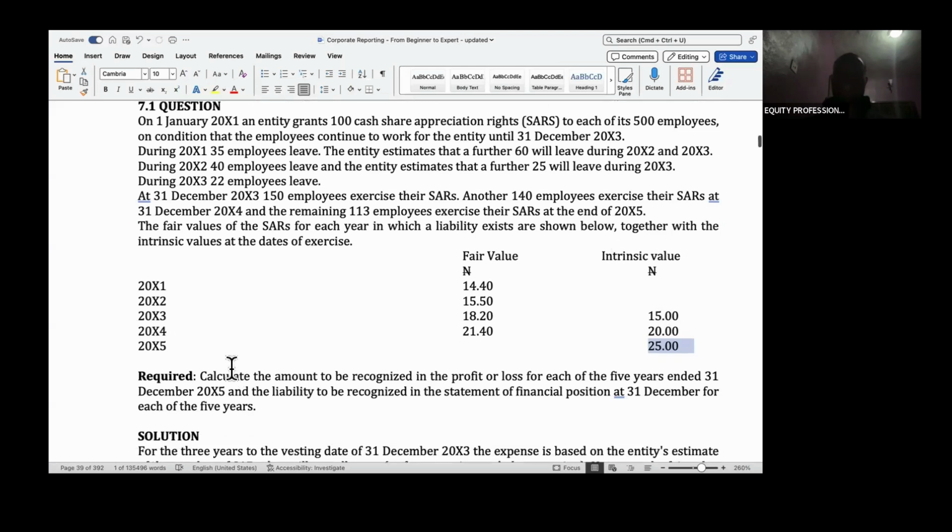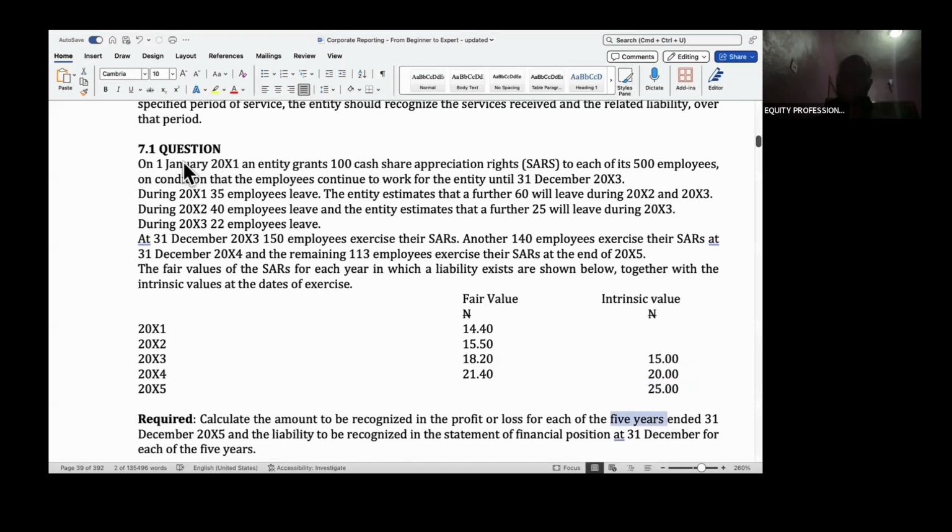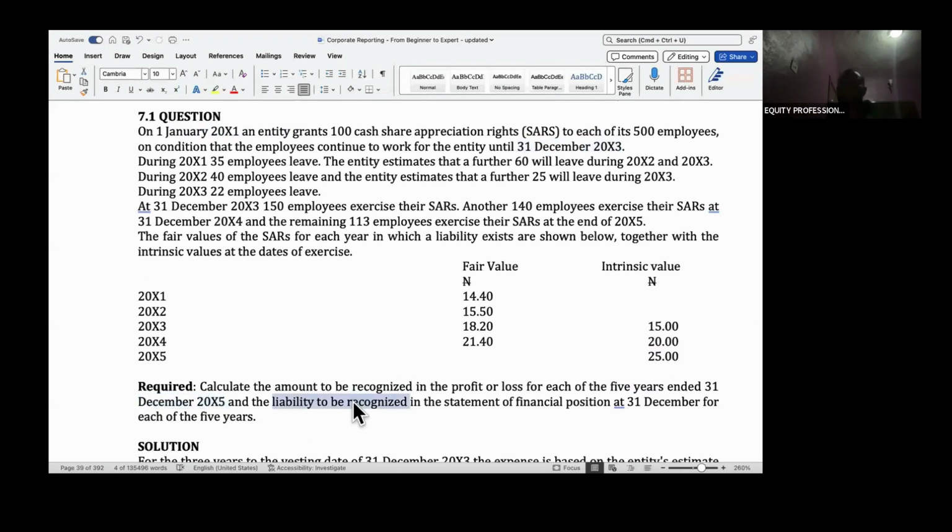The question now says calculate the amount to be recognized in profits for the 5 years, not just for the 3 years between when we grant them and when they are vesting, but for the 5 years, that is up to 2005, and also get the liability to be recognized at the same time. Okay, so two things are changing here. The number of employees that will vest in each year, which you have told me, and also we need to be using the fair value at each year.